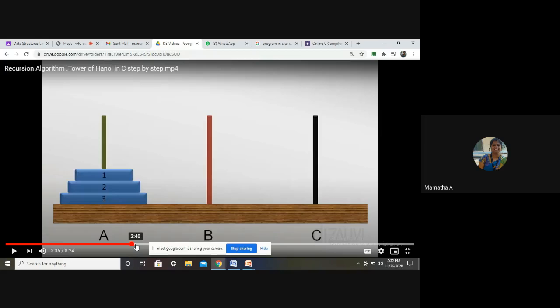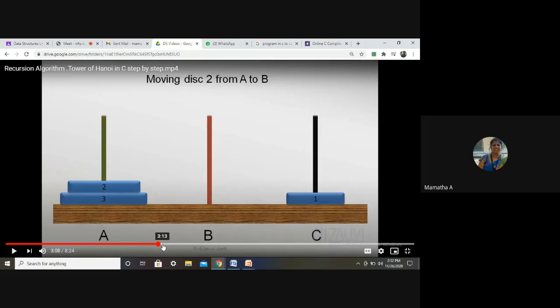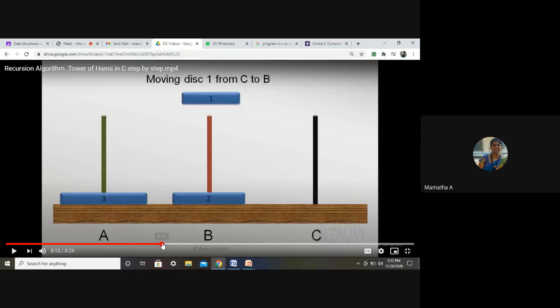Move 1 from A to C. Move 1 from A to C. 1 move, just count. Then next movement, move 2 from A to B. The second movement is like this. Next, third movement is move disc 1 from C to B.